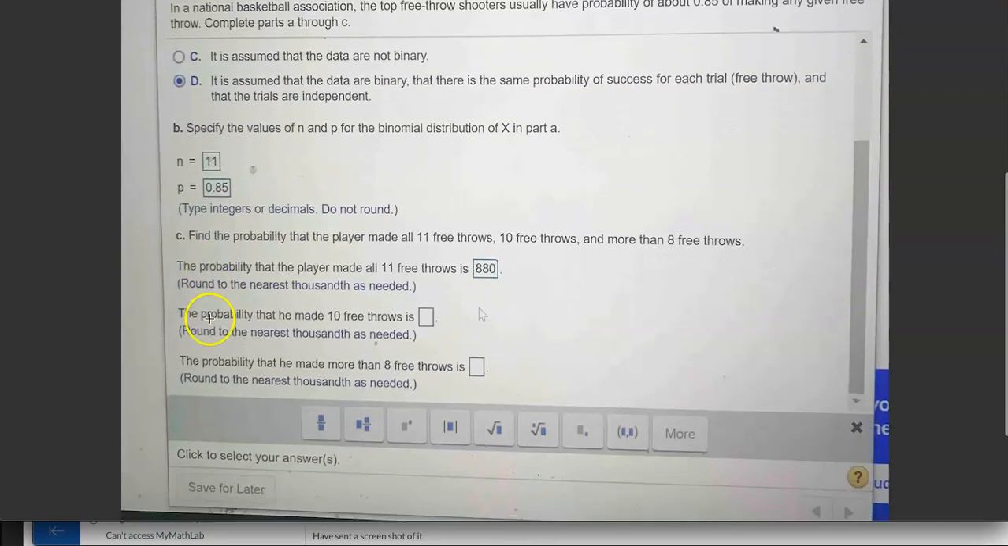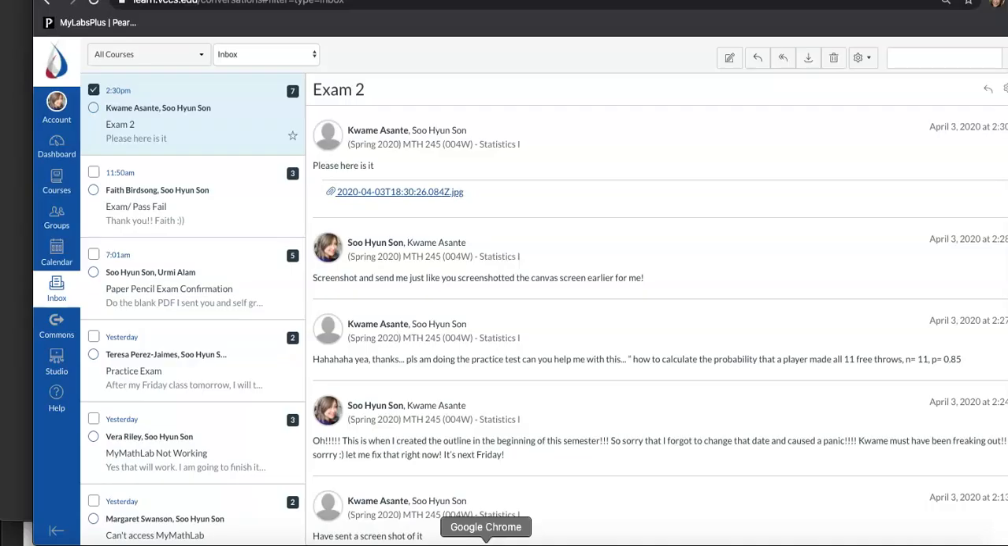But now, these three, actually, the probabilities of these can be easily found using StatCrunch. So let's go over that together. Find the probability that the player made all 11 free throws, and he got that to be 880. Kwame, let's talk about this. Probability always has to be smaller than 1, right? Or smaller than or equal to 1. This is a binomial, like you said already. So what you're going to do is, remember we did these on the StatCrunch.